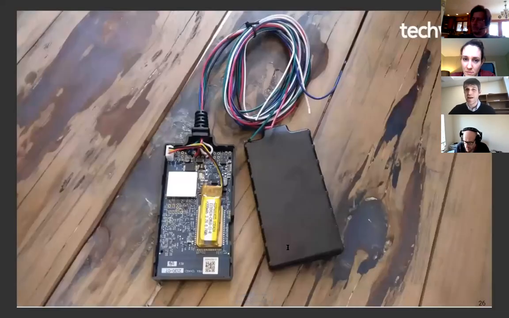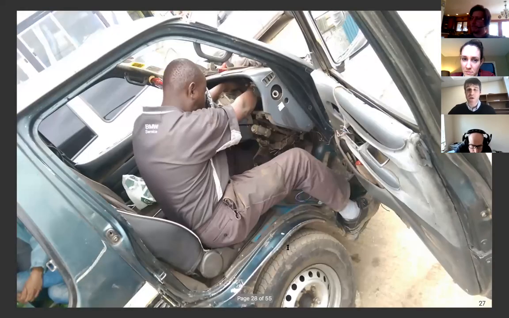This is what it looked like. It was a little black box. And this black box we put inside the bus, inside the dashboard. We had to put it there because otherwise it was subject to being stolen or destroyed. So all our devices went inside the buses.